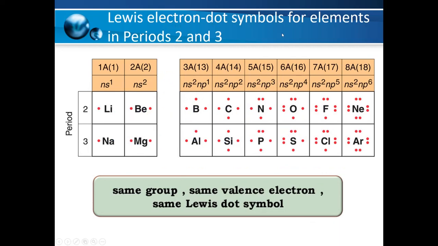So the Lewis electron dot symbol for elements in period 2 and 3. This is period 2 and period 3. For period 2, you need to arrange the valence electrons like this: 2, 3, 4, 5, and here is 6, 7, and 8. 2, 4, 6, 8. And here is period 3.